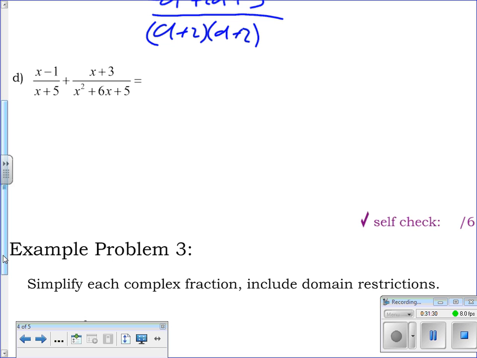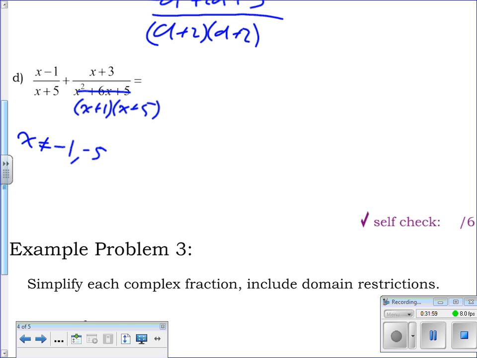Next one, same idea. First step, factor. Two things multiply to give me 5, and add to give me 6. 1 and 5. Okay. So what are my domain restrictions? X can't be what? Negative 1 and negative 5. That'll give me 0 in my denominator.